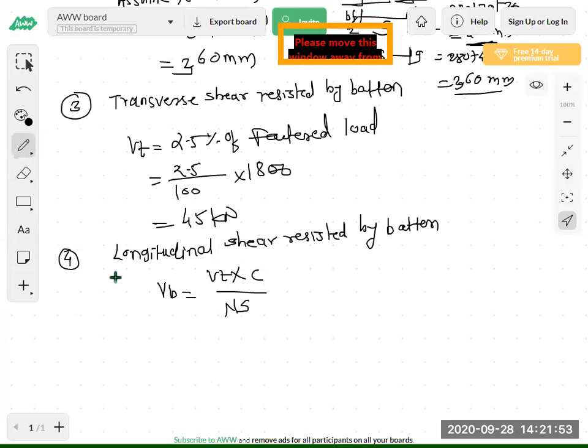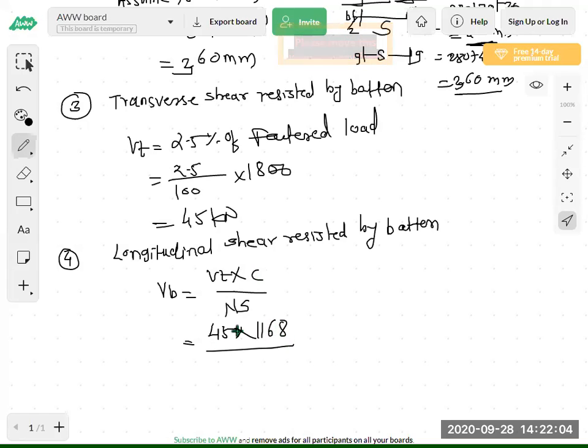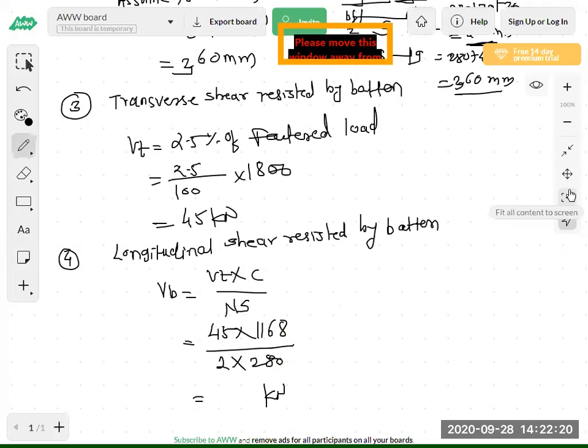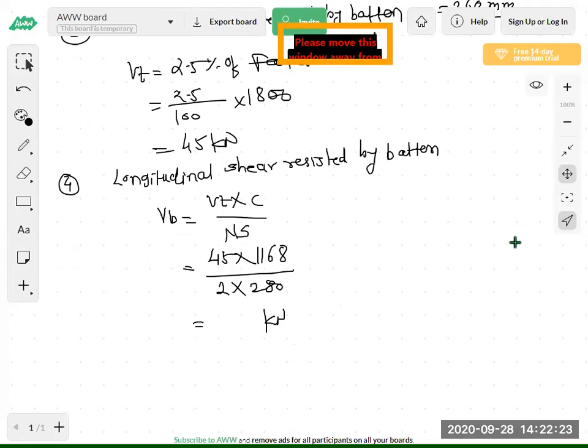So now calculate, put the value of Vt. Vt is 45. C, whatever we have selected or calculated, how much? 1168, divided by N. What I told, number of channels or number of I sections. Here 2 I sections are there. 2 into S, spacing 280. So tell me Vb is equal to, in kilonewton again, because longitudinal shear force is there. How much is this? 93.86. 93.86.